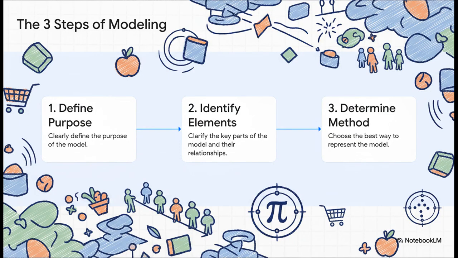But no matter what kind of model it is, building a good one always comes down to these three key steps. First, know why you're building it. What's the question you're trying to answer? Second, figure out all the crucial components. And finally, choose the best way to actually represent them.